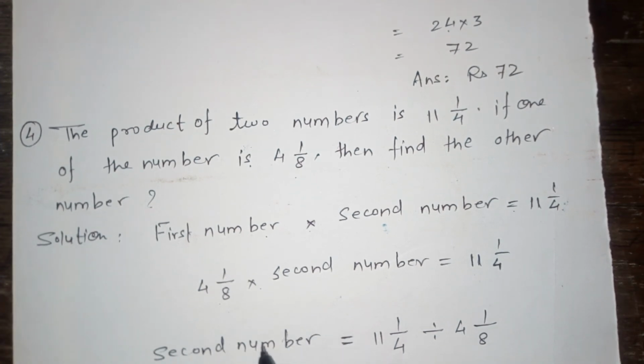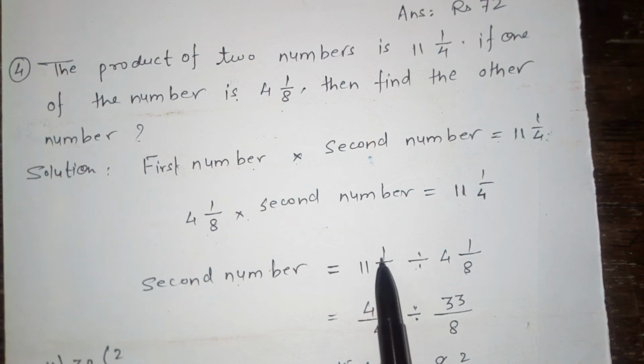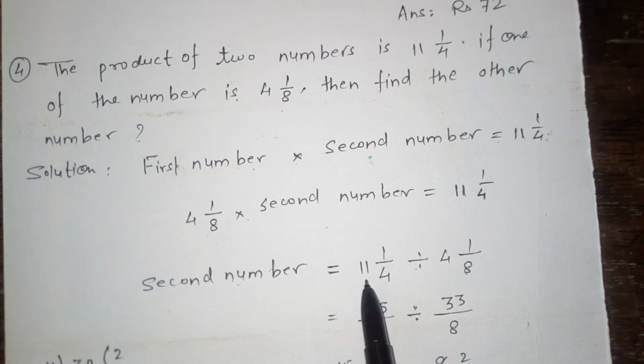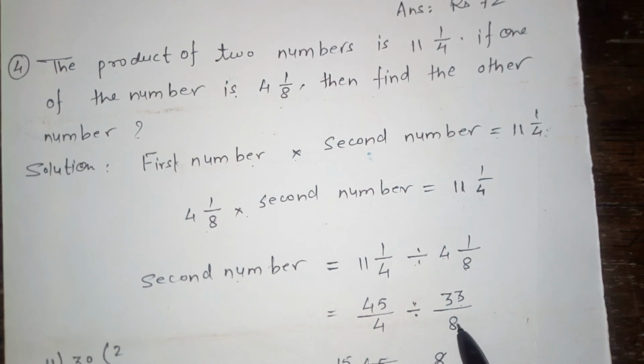After arranging the numbers, we will find out the second number. So the second number will be 11 and 1 upon 4 divided by 4 and 1 upon 8. 11 and 1 upon 4 is a mixed fraction, and a mixed fraction is converted to an improper fraction. It will give you 45 upon 4 divided by 4 and 1 upon 8, which is a mixed fraction. After converting to an improper fraction, it will give you 33 upon 8.